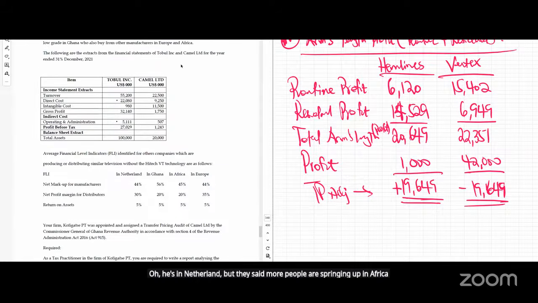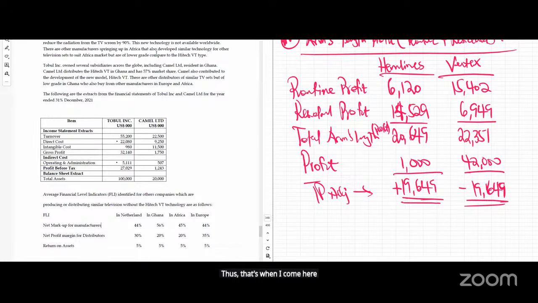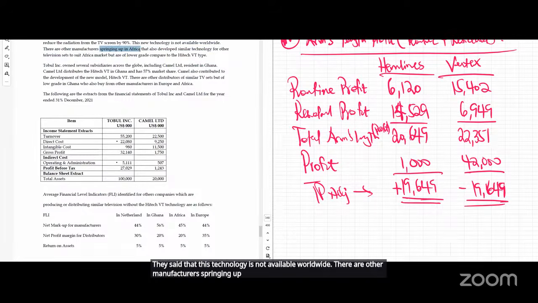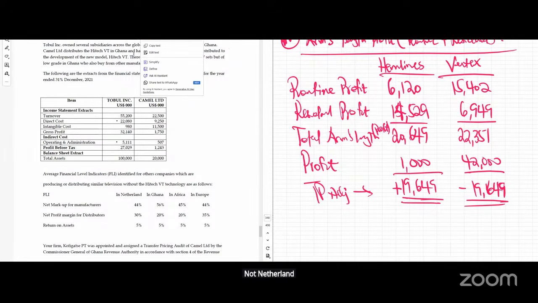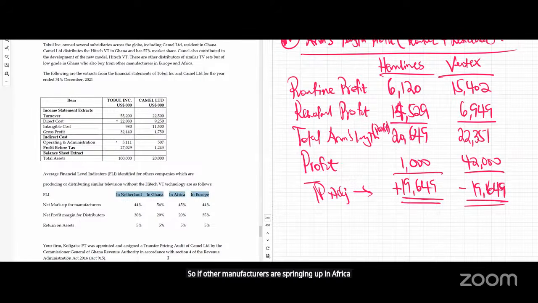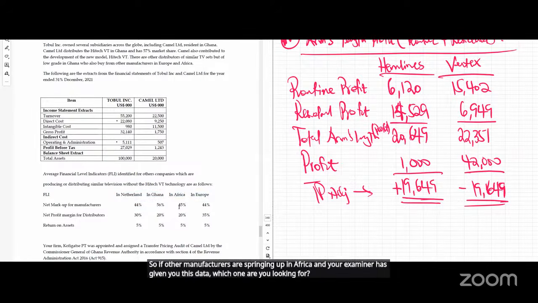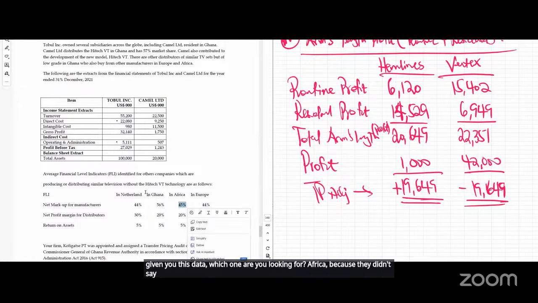That's what I come out of. They said that this technology is not available worldwide. There are other manufacturers springing up in Africa, not Netherlands. So if other manufacturers are springing up in Africa and your examiner has given you this data, which one are you looking for? Africa. Because they didn't say they are springing up in Europe or Ghana. They said in Africa. So you go with what?